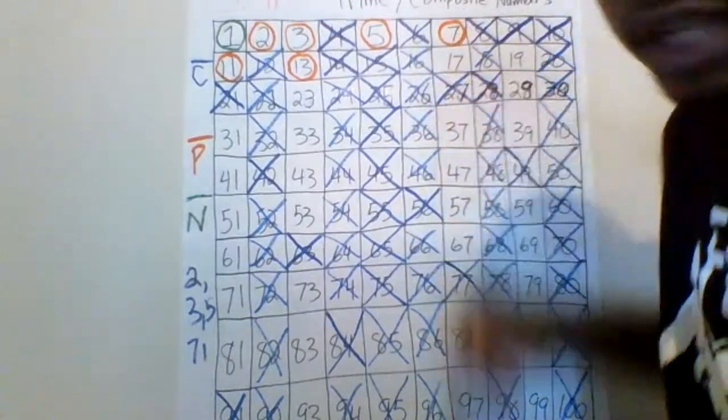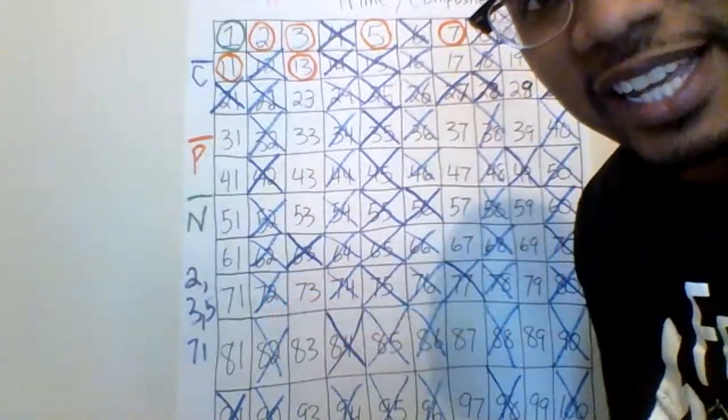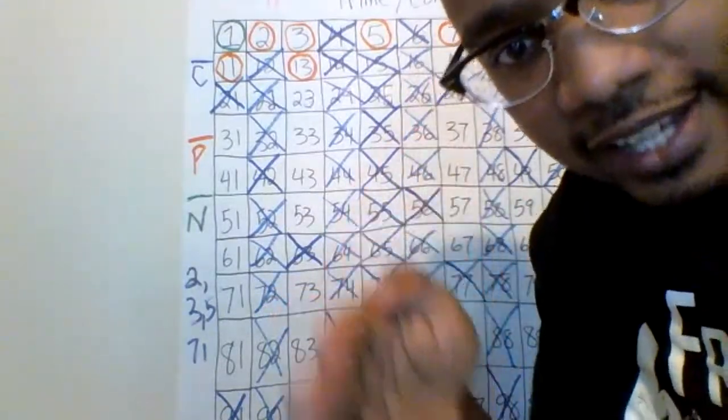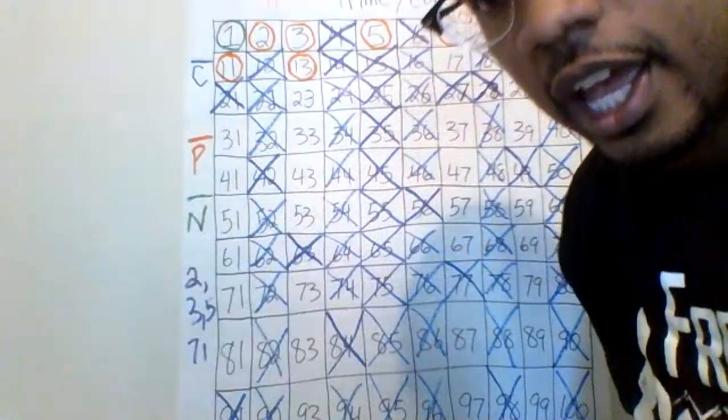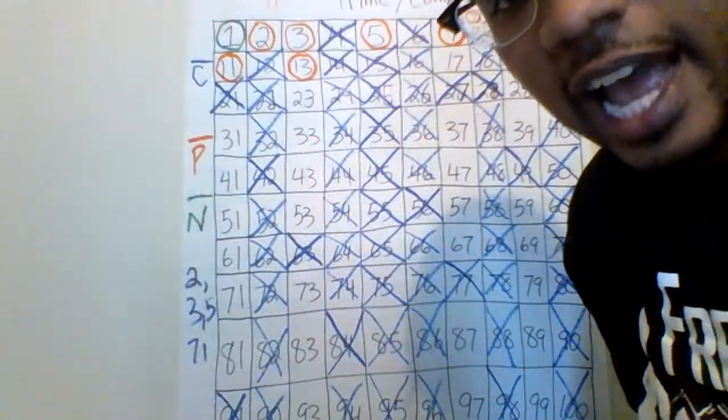Look at 17. 1 plus 7 is 8. Well, 3, 6, 9, not 8. So 17 is not composite. It's prime.